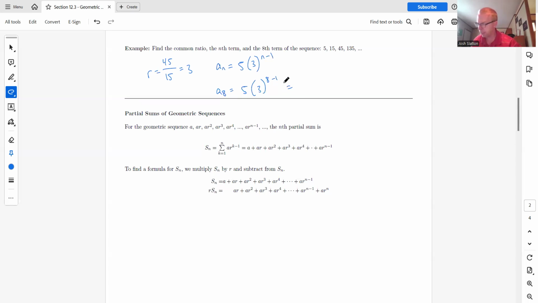And that is 10,935. I did that correctly. Yeah, that should be good. Okay, so common ratio, nth term, 8th term. All right, so that's good for this one. We'll get to partial sums on the next one.